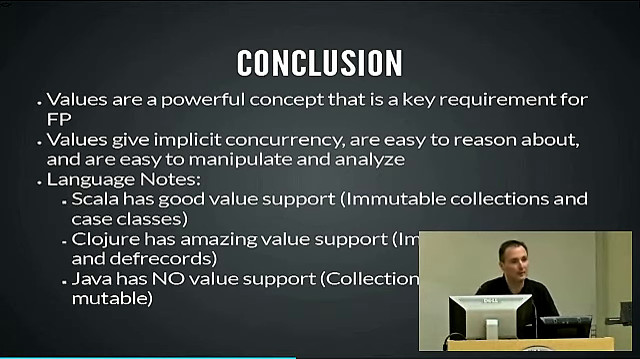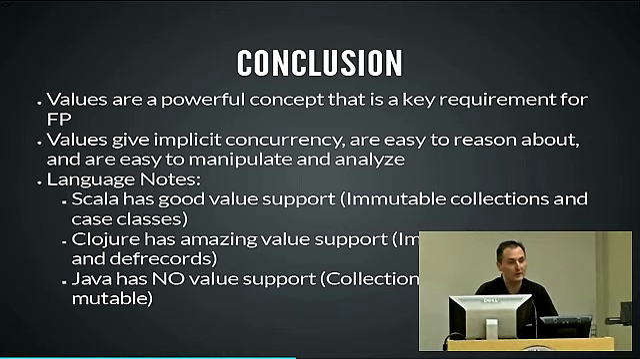It has both immutable and mutable collections, and by default you should be using immutable collections. It has case classes. Case classes produce Java classes, which have finalized fields and also implement hashCode, equals and copy constructors. So that's pretty cool. Clojure has really amazing value support. All of its collections are strictly immutable, and it has all kinds of little functions and abilities to go in there and pick your collections apart and put them back together and analyze them. It also has something called defrecord, which also effectively creates something like a case class.